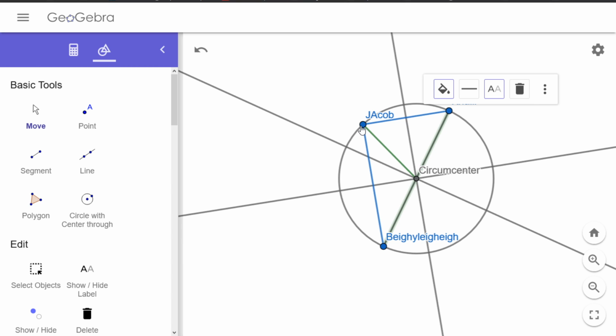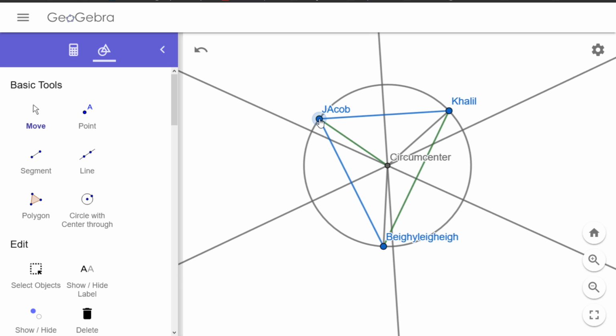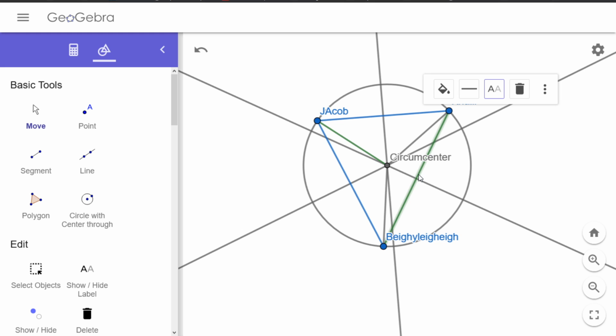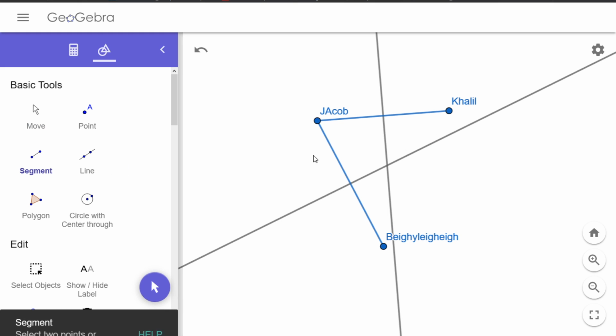I'll go back to a cube. See how it's all the radii of the circle? Oh no. This is, oh no. Oh dear.